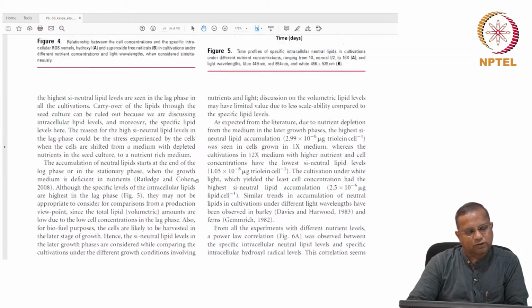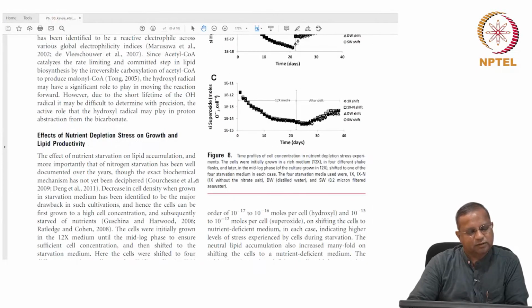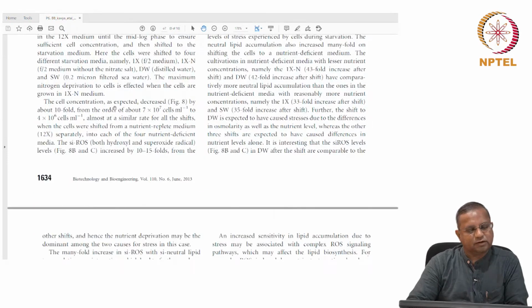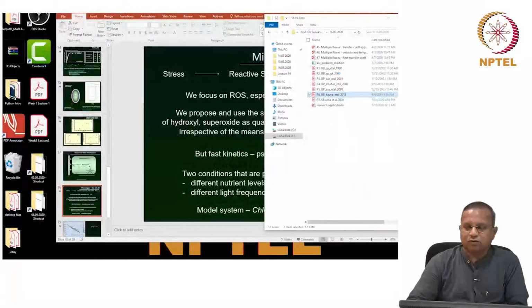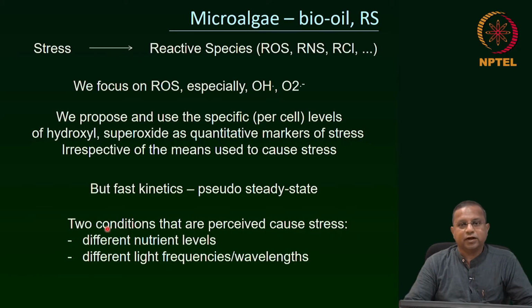Yeah, what I do is I would go directly. You could read this if you have an interest. Certainly, it's a very interesting set of results that we have here. I will go to the summary directly. Okay, that might be a little better. We looked at two conditions that are perceived to cause stress. One is different nutrient levels and different light frequencies or wavelengths.